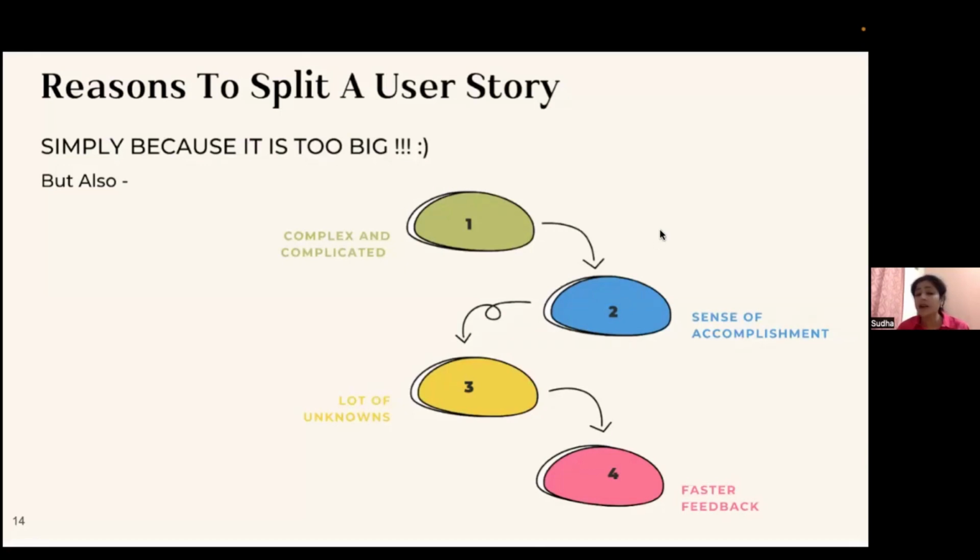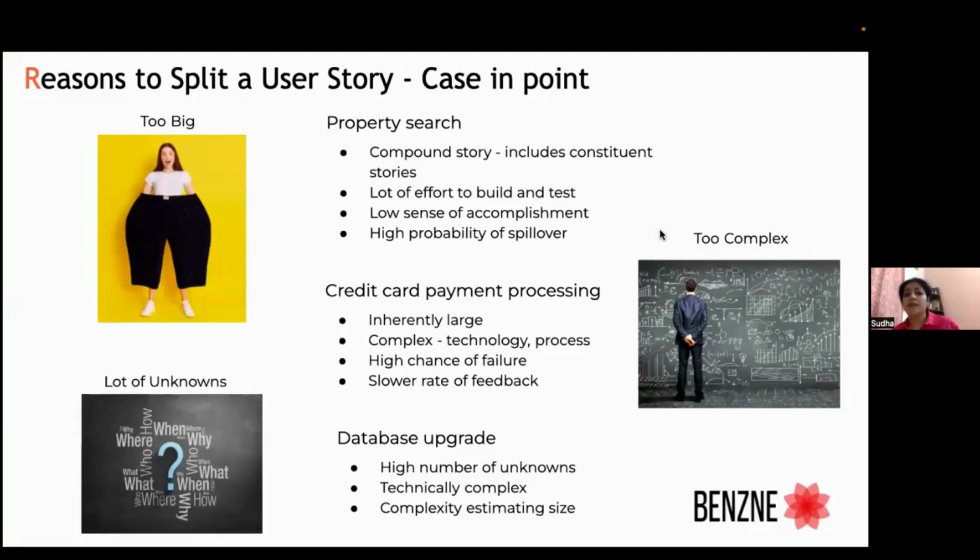Now, what kind of stories are candidates for splitting would be our next question. Obviously, you definitely want to split a big story. Now, what is a big story? A big story is something which is inherently big and constitutes smaller stories. It has smaller stories within it. It's called a compound story. Now, what happens when you deal with such big stories? You may not be able to finish on time. That's one part of it.